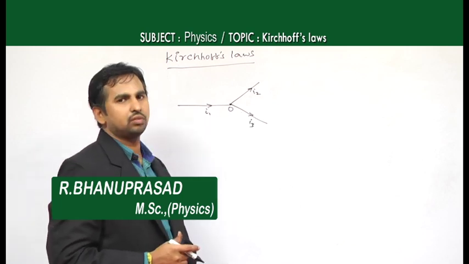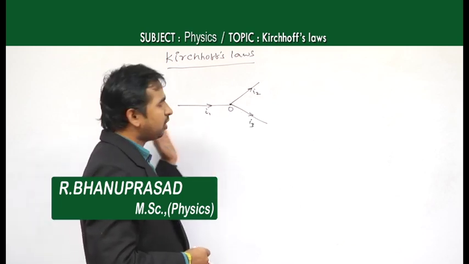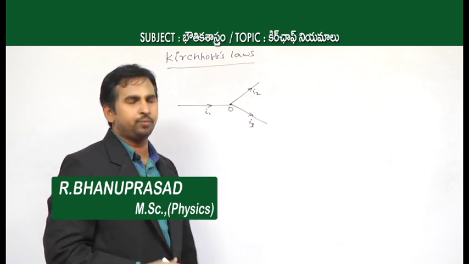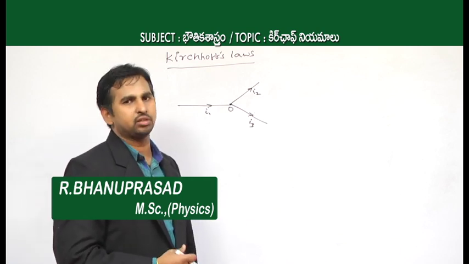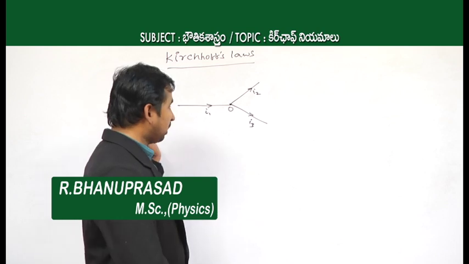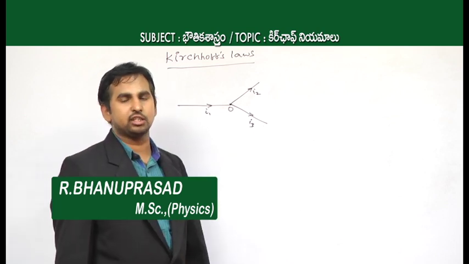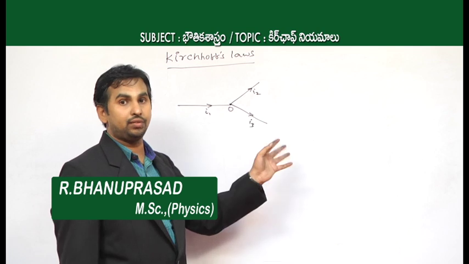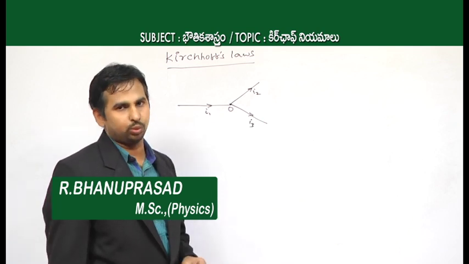So, the sign convention we have to take is: we assume that all incoming currents are positive and all outgoing currents are negative. Which means the one which is incoming is taken as positive, and the one which is leaving, we take as negative.